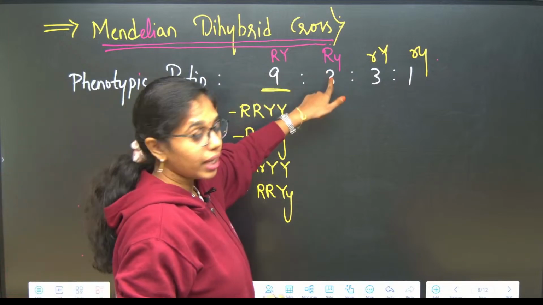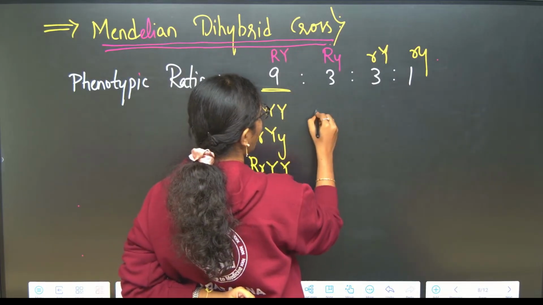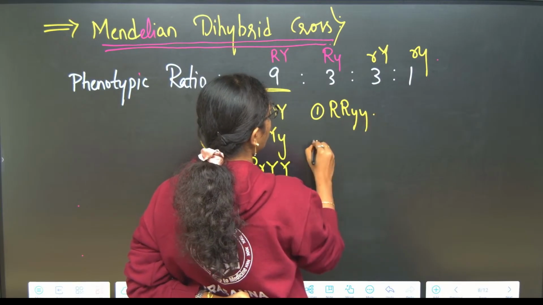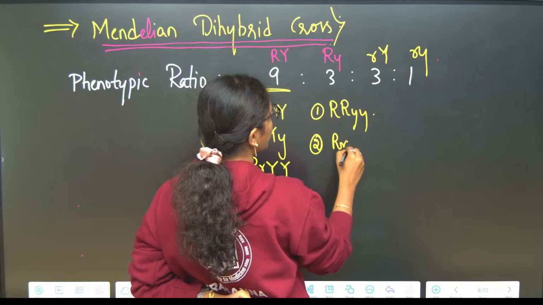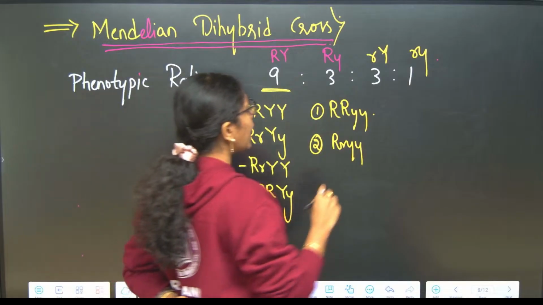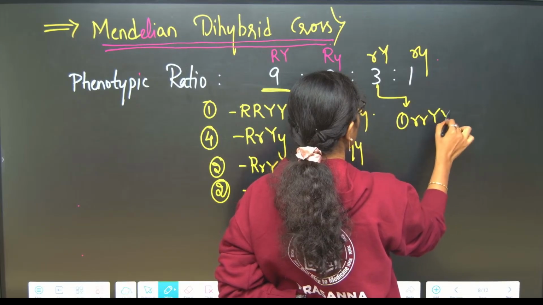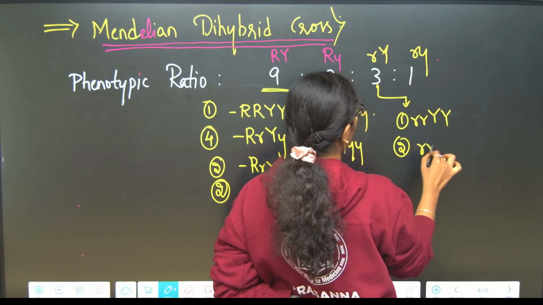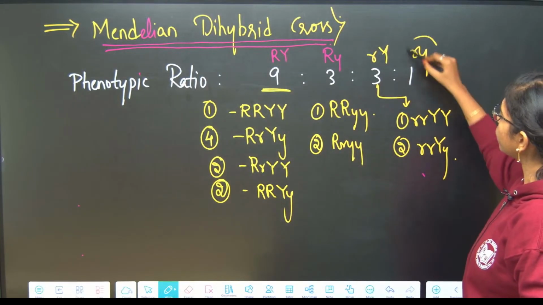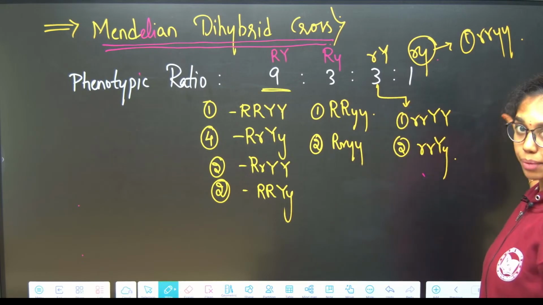Then the 3 which are round and green: 1 is in the homozygous condition and 2 will be heterozygous. Then 3 wrinkled and yellow, of which 1 is homozygous and 2 will be heterozygous. Fine. And then 1 wrinkled and green. This will be the genotypic distribution.